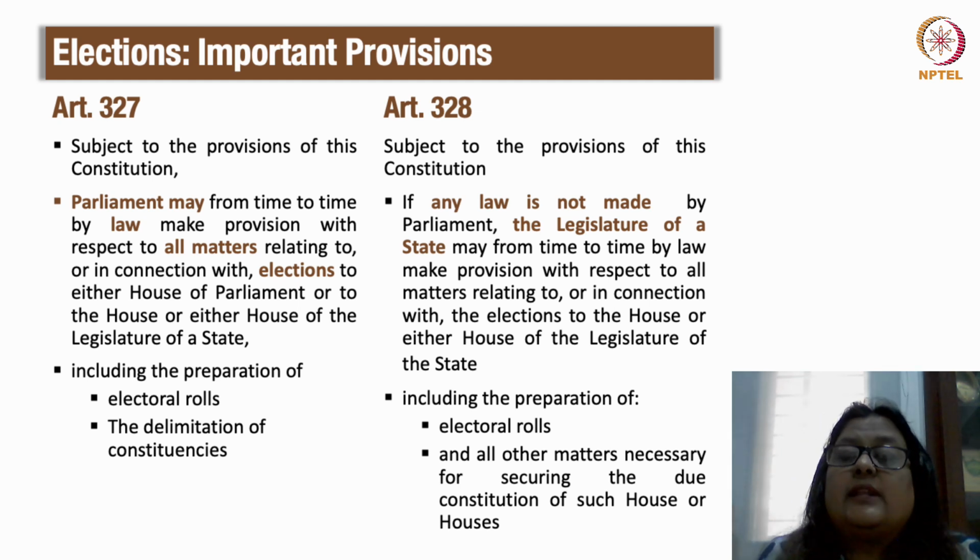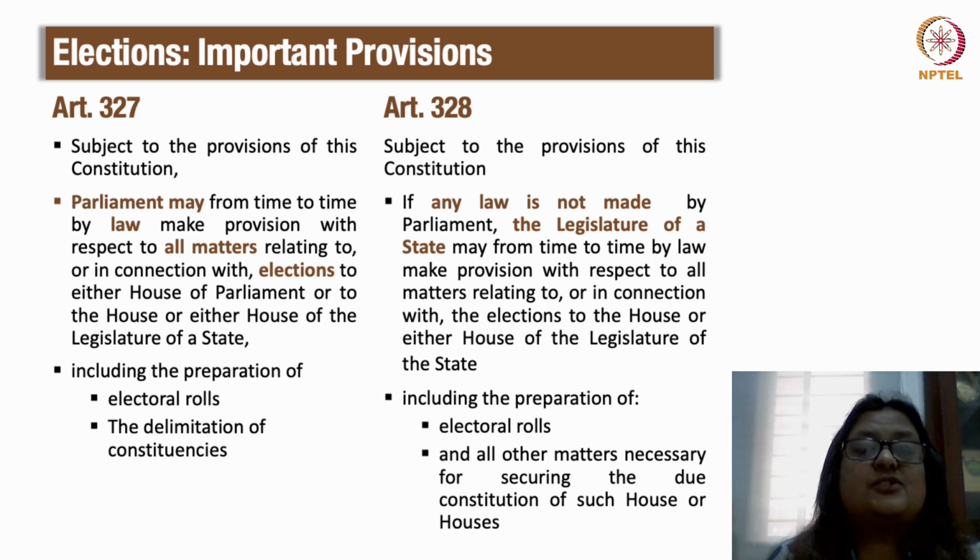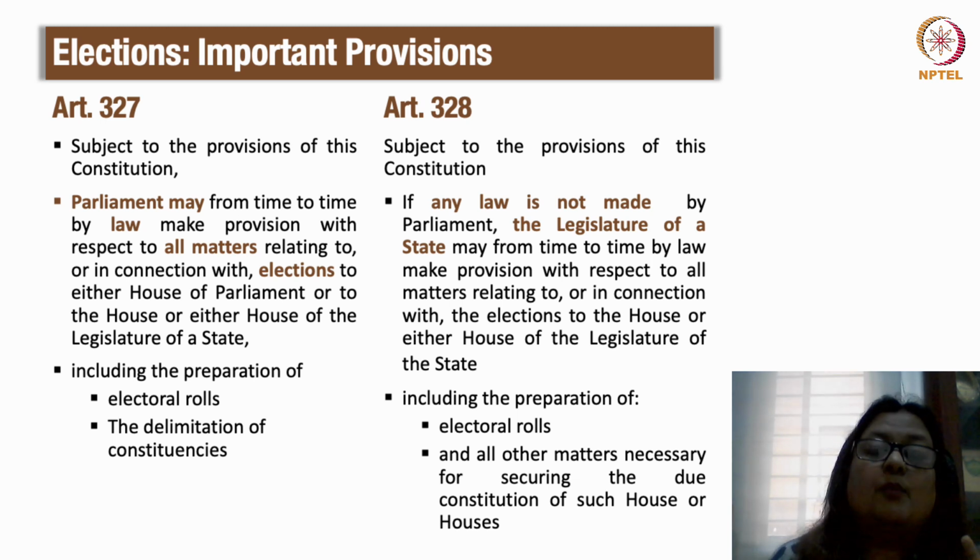So now Article 328 talks about, subject to the provisions of the Constitution, the case where any law is not made by the Parliament. When the Parliament does not make law, the legislature of the state may from time to time make such provisions. But usually in India, for the conduct of elections, most legislations are framed by the Union Parliament. The state legislatures have very minimal involvement in legislation relating to the conduct of elections, because it is completely made by the Union Parliament.